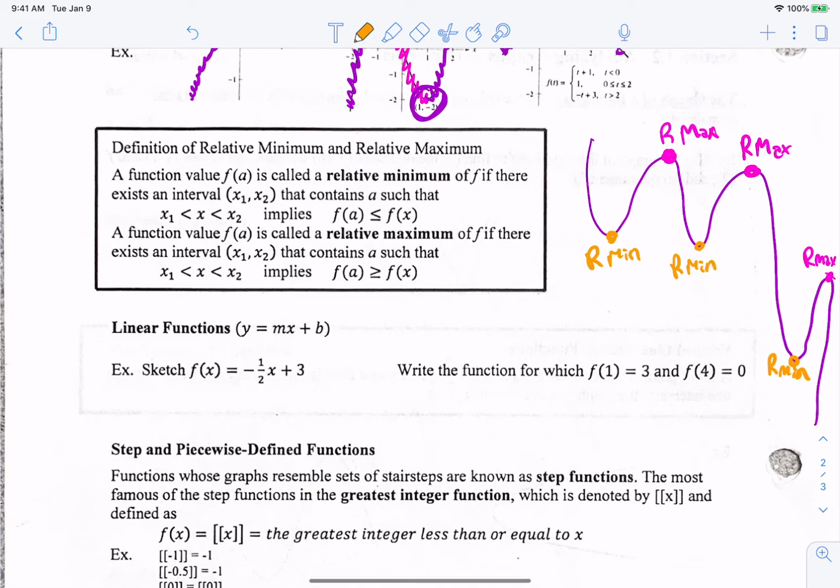Then eventually we will start talking about something called an absolute max and an absolute min.